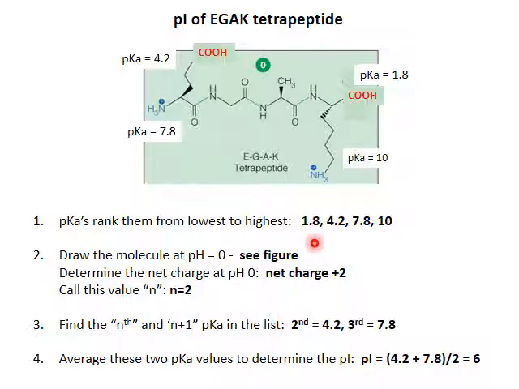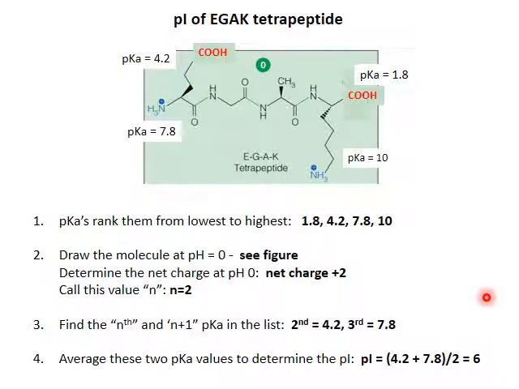Now we go through our list of pKa values and find N. 1, 2. 2 is 4.2, and N+1 is 7.8. So those are our 2 pKa values from our list. Let's average those 2 pKa values. We get the value of 6.